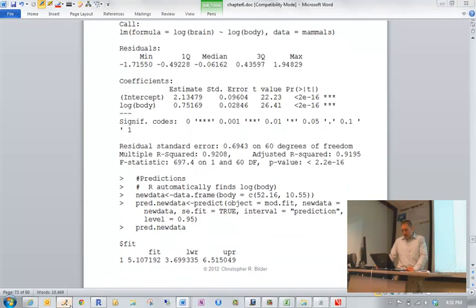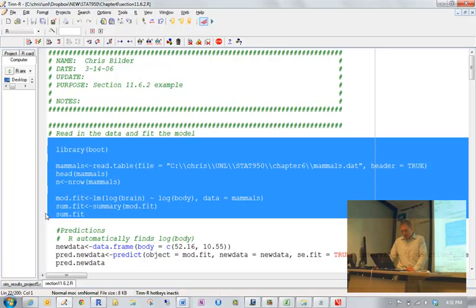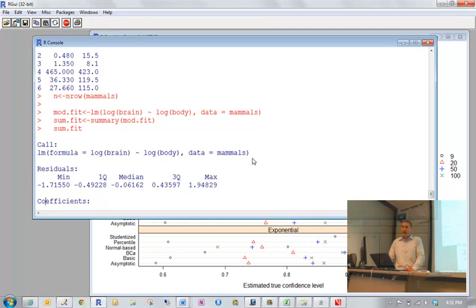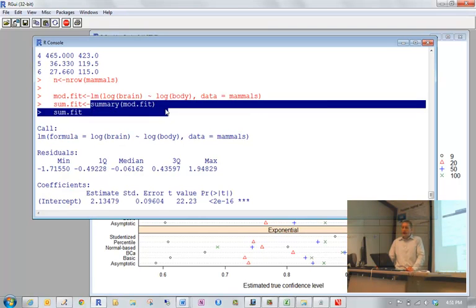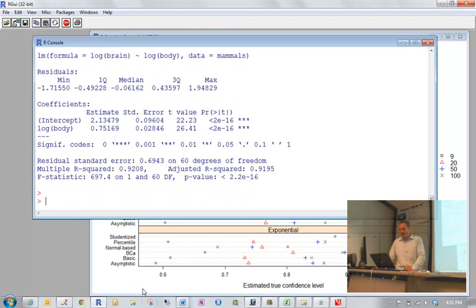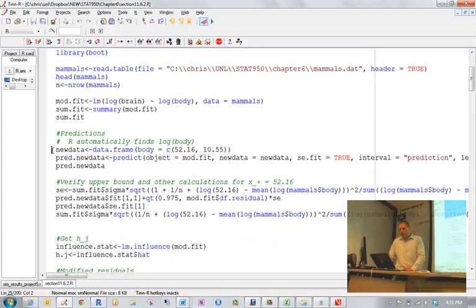I put the results from fitting the model in mod.fit. I put the results from summarizing the fit in mod.fit into sum.fit, and sum.fit gives me that summary. Now, for those of you who have not done confidence intervals and prediction intervals in R before for a regression model, this is how you can do it.